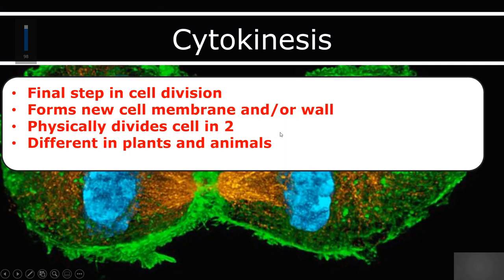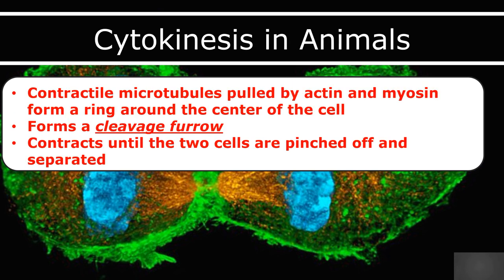Okay, so that was mitosis. So I had a new word in there that maybe you haven't seen before, cytokinesis. So cytokinesis is the final step in cell division. So this is where you have the formation of a new cell membrane and or wall. If you're a plant, right, you have both. And this is the part where the cell physically divides into 2, but the process is different depending on whether you're looking at a plant or an animal cell. So we'll look at the animal cell cytokinesis first.